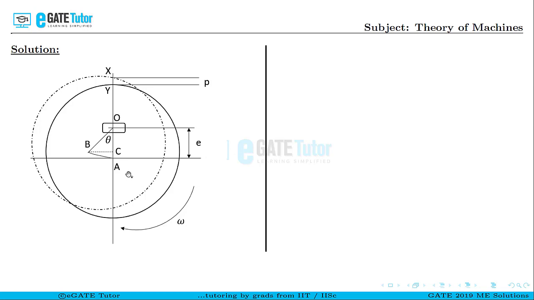It is also given in the question that the cam is rotated with constant angular velocity omega, but the question does not provide the direction of rotation. So let us assume the direction of rotation of the cam as clockwise. When time passes, let us assume that at one particular instant the cam makes an angular displacement theta, and that instant is represented by the dashed line.